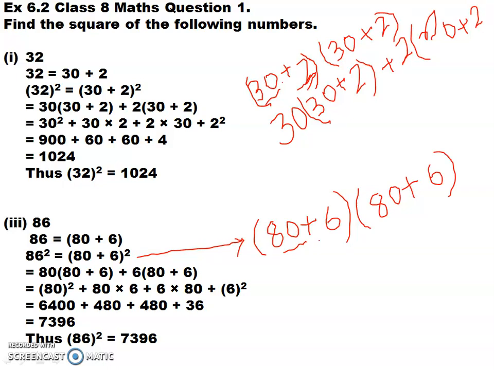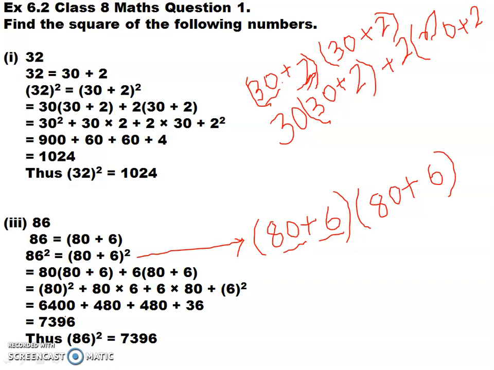Then, the second number into the second bracket. That is, plus 6 into 80 plus 6. Clear? Once again, first number into second bracket. Then, second number into second bracket. That is how you get the step here: 80 into 80 plus 6 plus 6 into 80 plus 6.